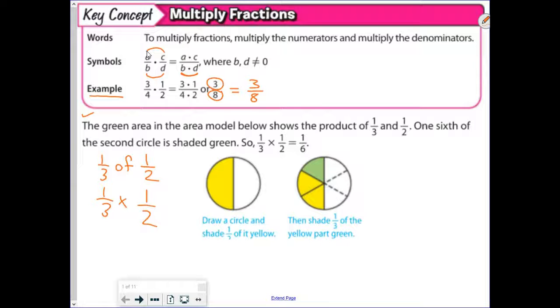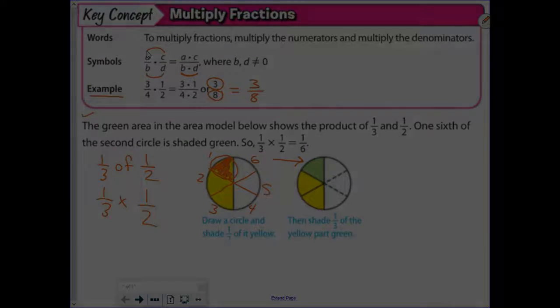What is 1/3 of half the circle? Well, I would have to divide half of that circle into thirds. And the easiest way to do that is to just divide the whole circle into 6. By doing that, I've now got 3 pieces of that half: 1, 2, 3. And taking one of those 3 pieces would be taking 1/3 of that half. And so what I end up with is 1/6 of the entire circle, so 1 out of 6 pieces. And so that's what they're showing you here.